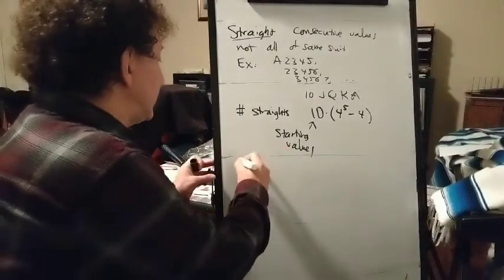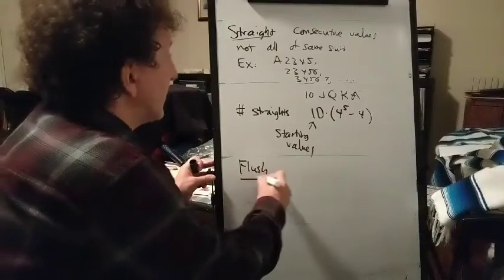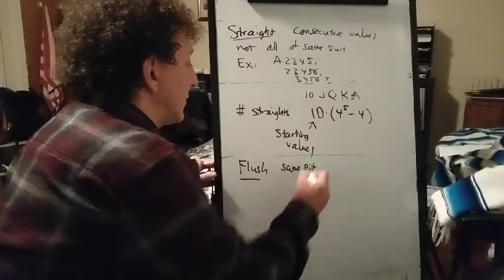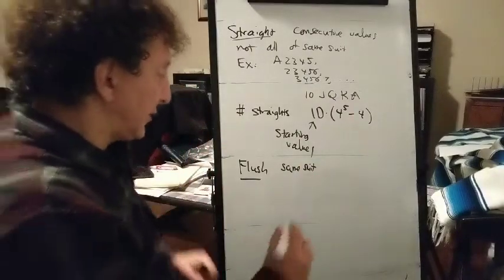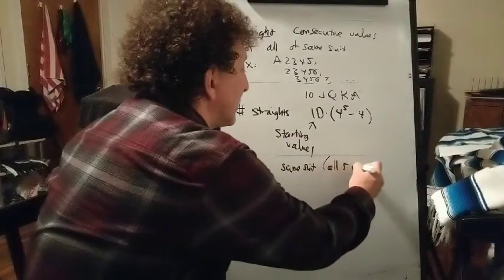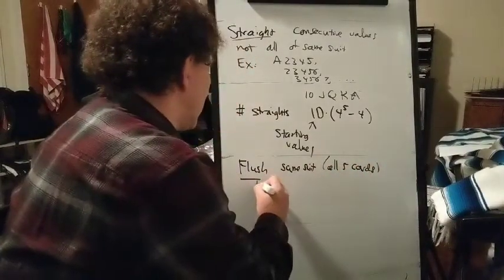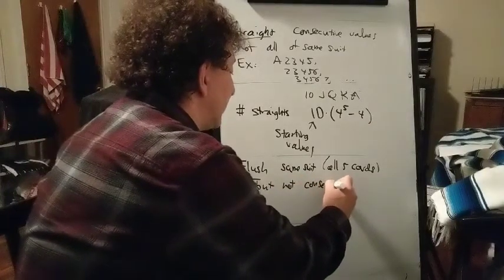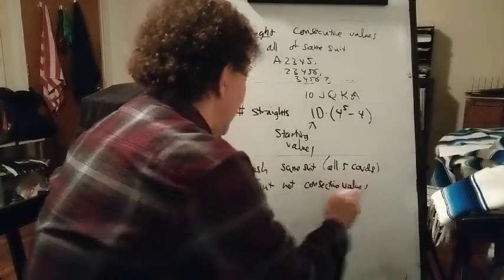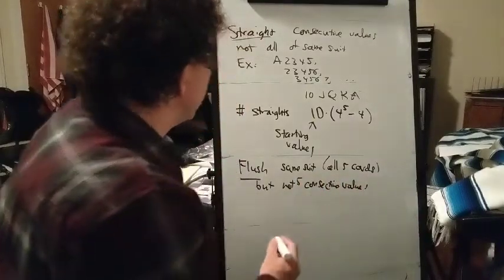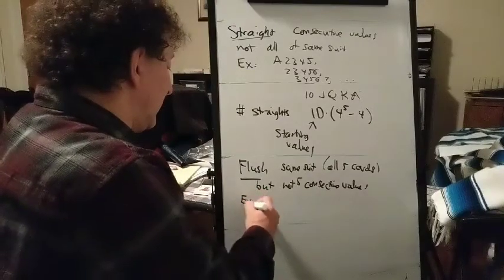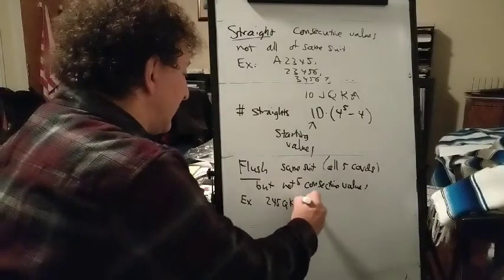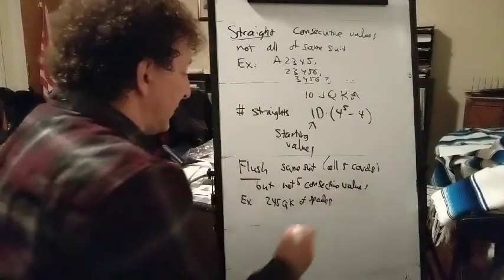And then we've got flushes, which is the same suit. All the cards are the same suit. But not 5 consecutive values. So for example, 2, 4, 5, queen, king of spades is a flush.